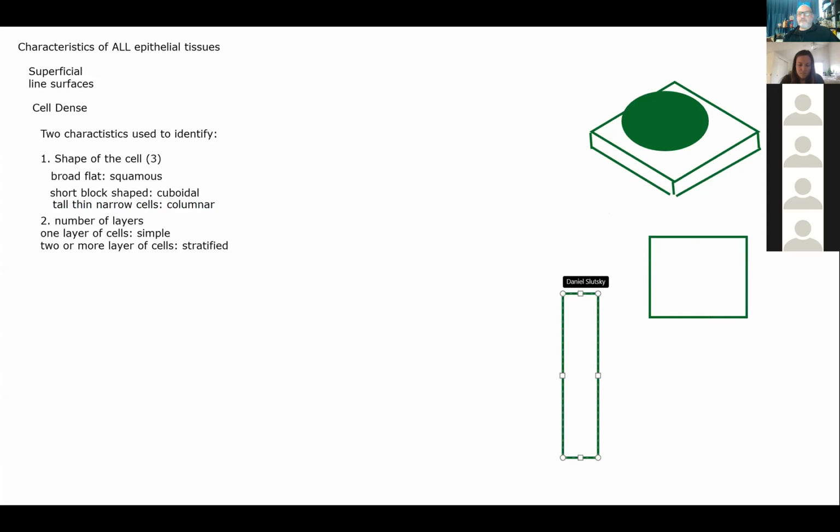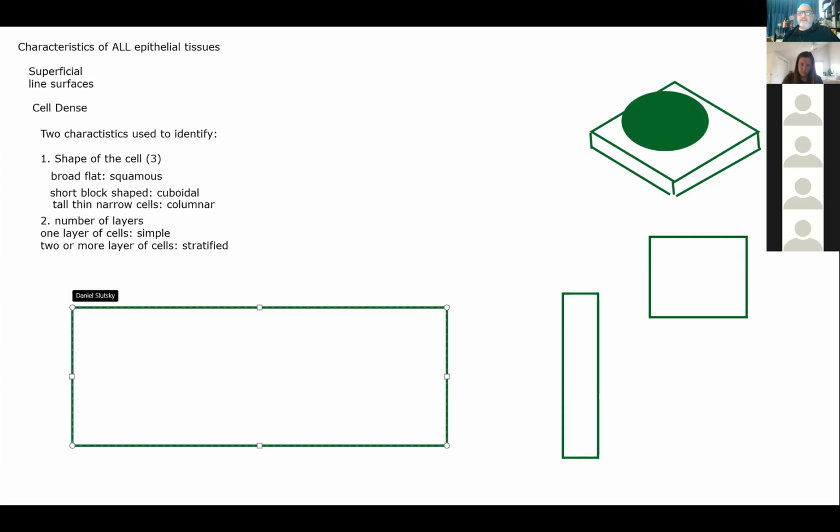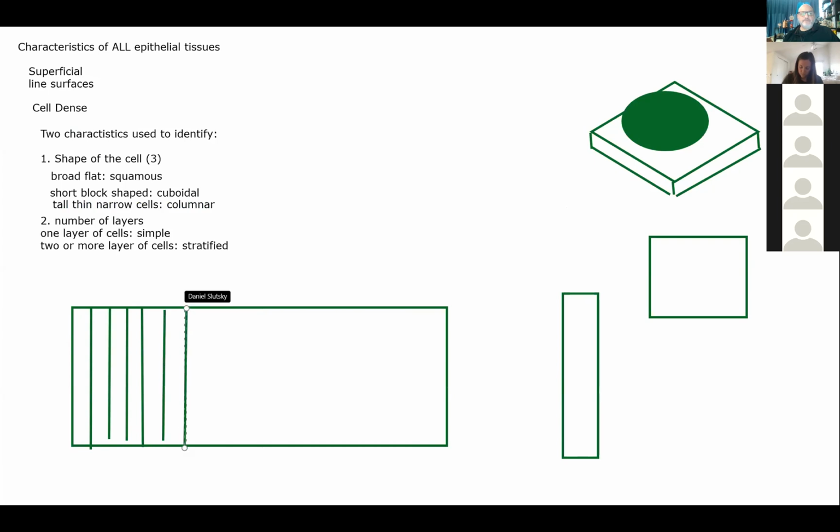Right. So using these, you take them together and you can come up with a type of epithelial tissue. If you had an epithelial tissue which was made up of a single layer of very tall, narrow cells, what type of epithelial tissue would you have there? What would that be? Columnar. Simple columnar. There you go.